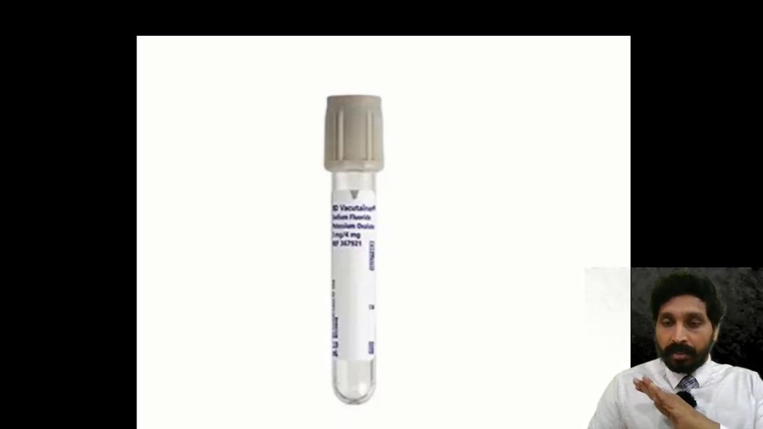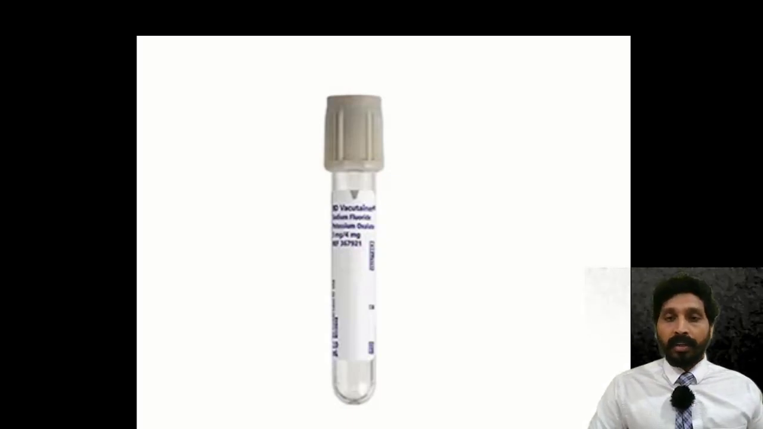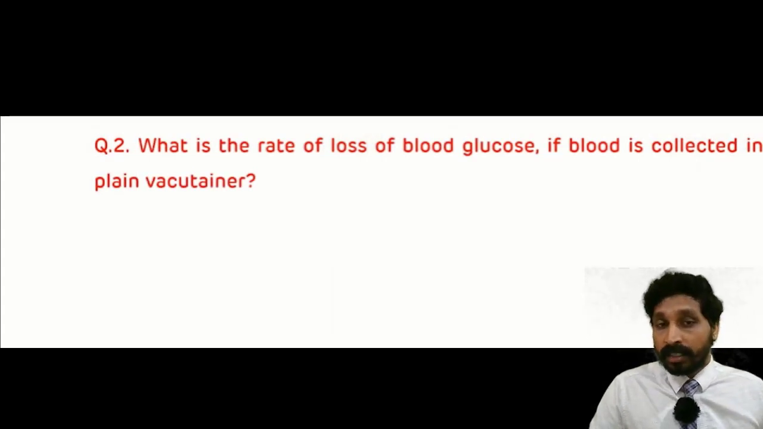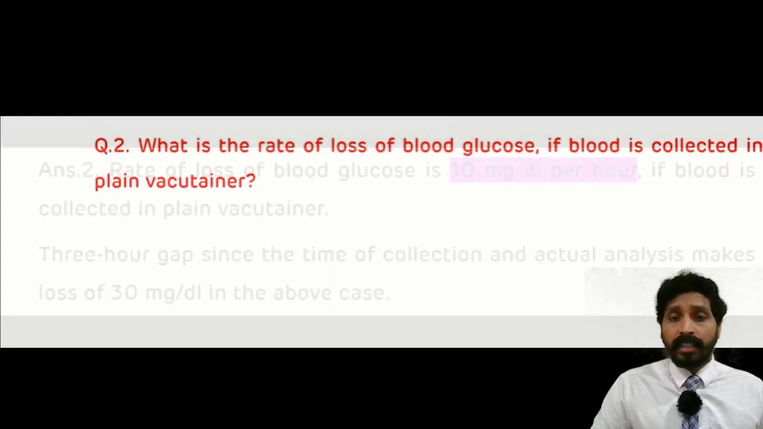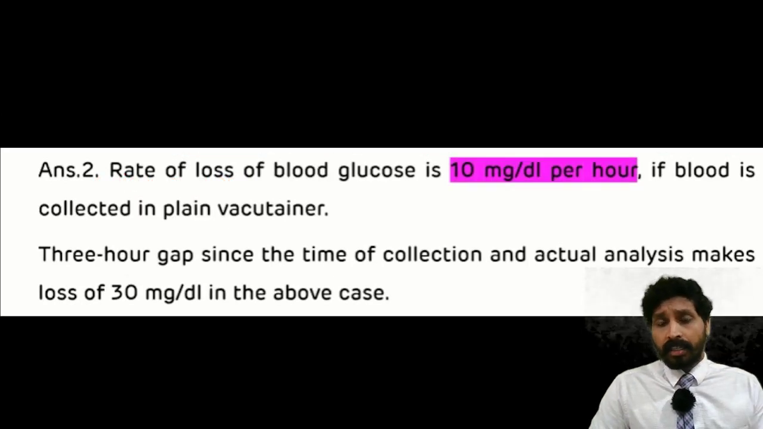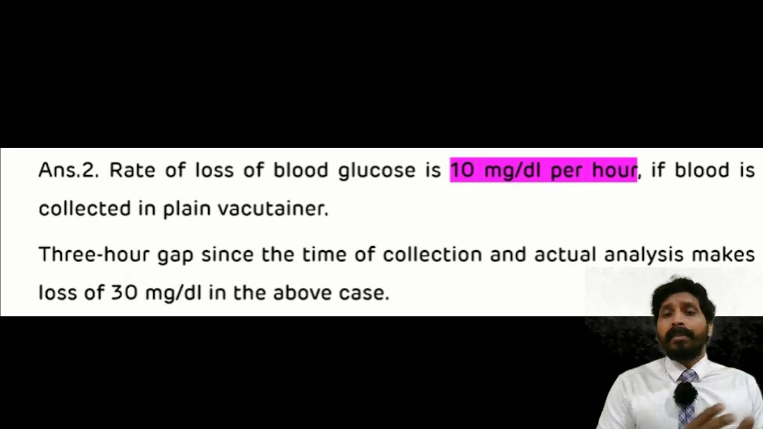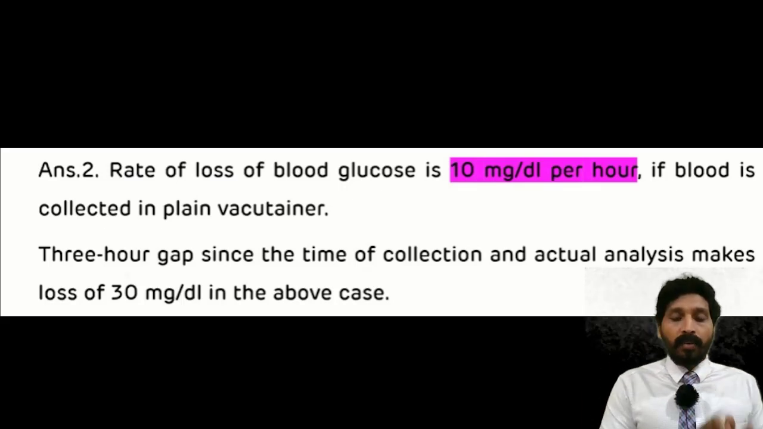Plain vacuum is totally supposed to be avoided when you are willing to check your blood glucose levels. So what is the rate of loss of blood glucose if blood glucose is collected in a plain vacuum container? As I said, in a 3 hour duration, blood was collected at 8 a.m. and processed at 11 o'clock. So the rate of loss of blood glucose is 10 milligrams per deciliter per hour. So per hour, 10 milligrams.